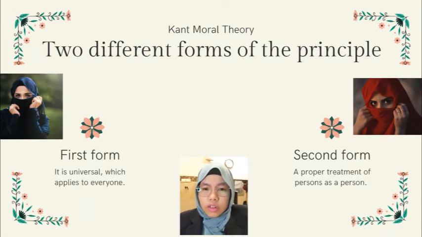Moving on to the two different formulations of Kant's principles. The first formulation is unconditional and applies to all persons, as in universal, person as in person rather than individual, where all persons are simply required to do what they can accept or will that everyone does.